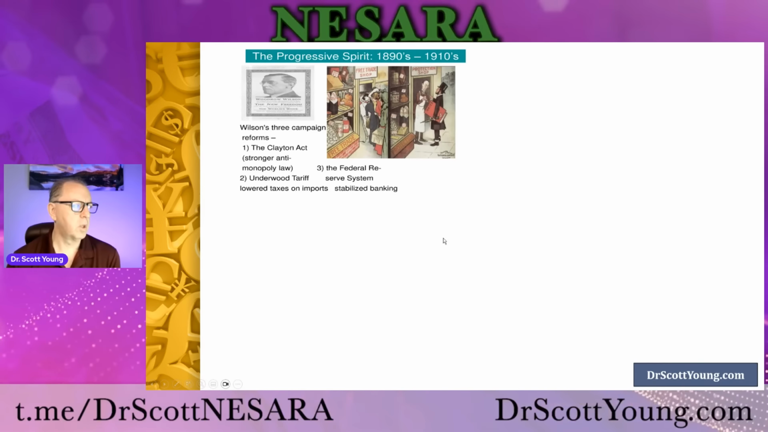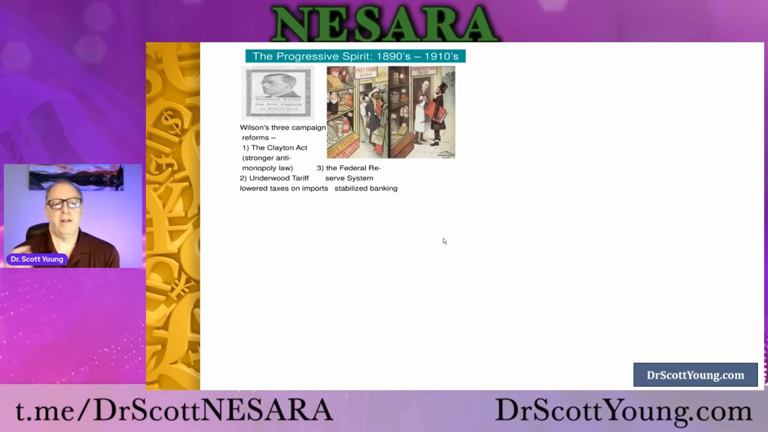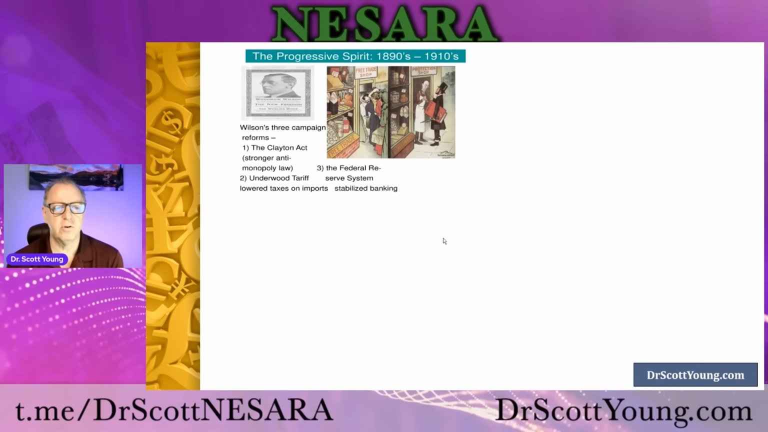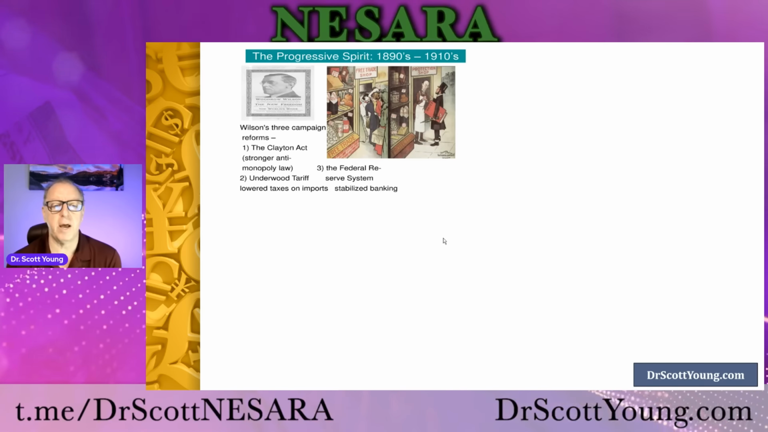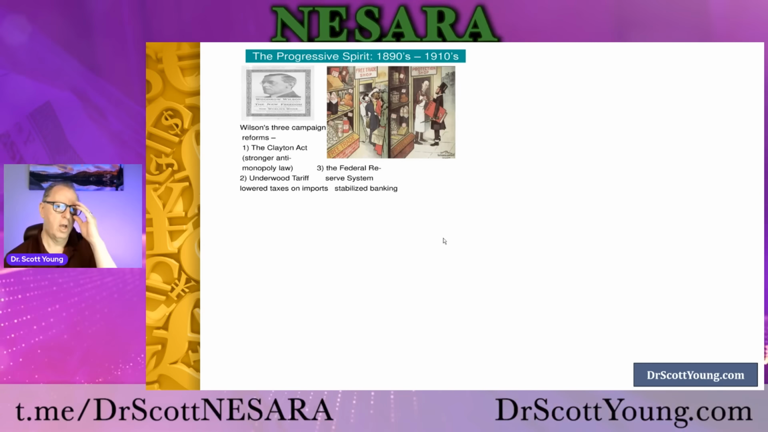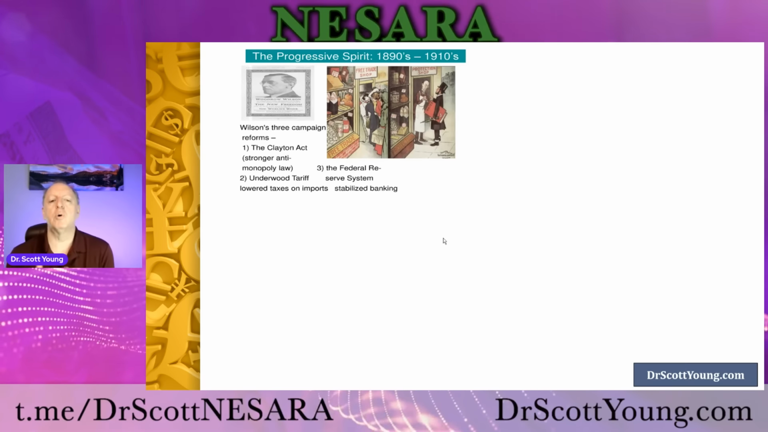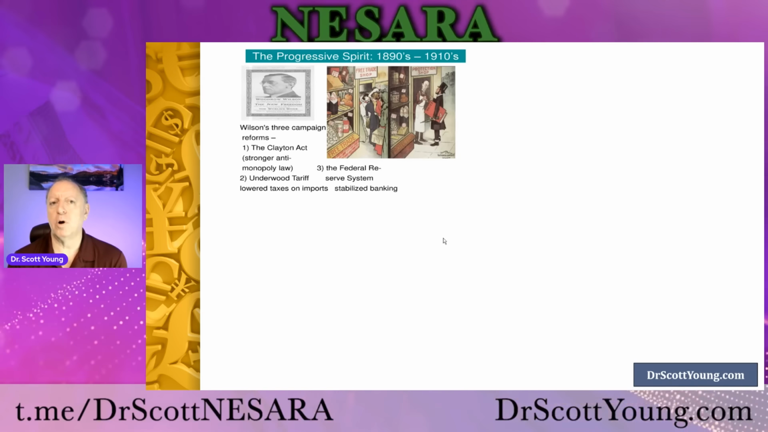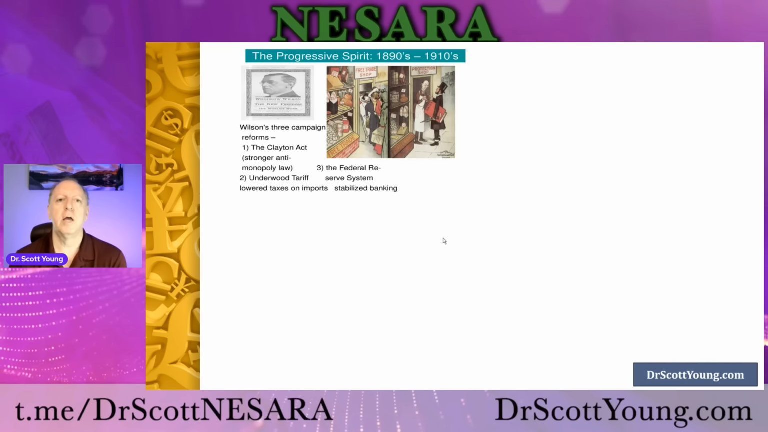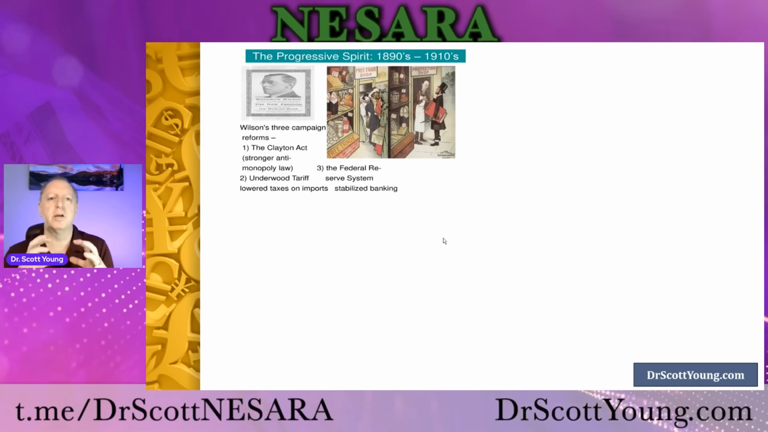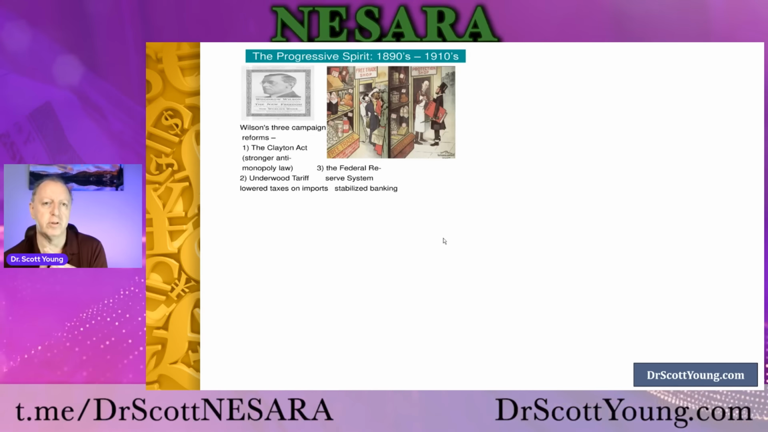Now, Wilson had a campaign of reforms. He had a Clayton Act, which was a strong anti-monopoly law. Now, part of that law and part of the move forward of that law was against some of the big ones like J.P. Morgan or Rockefeller or these big boys who had been collapsing America through the late 1800s, right?